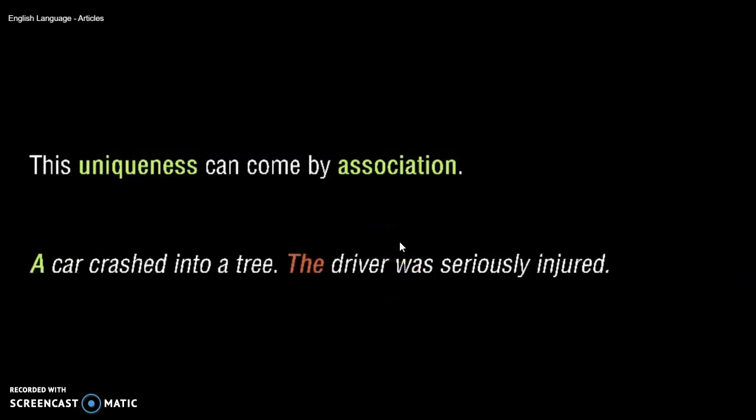The uniqueness comes by association. The car crashed into a tree. The driver was seriously injured. Let's take a look at why.